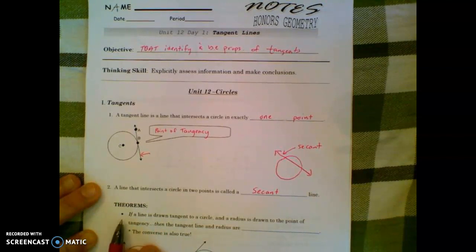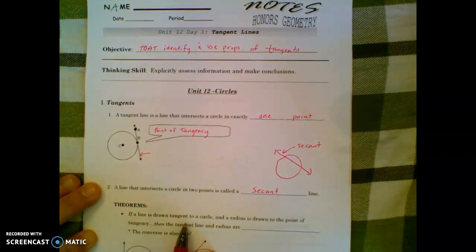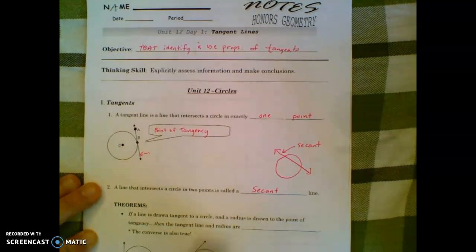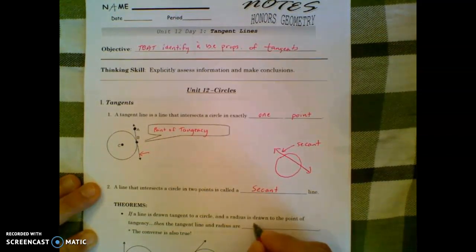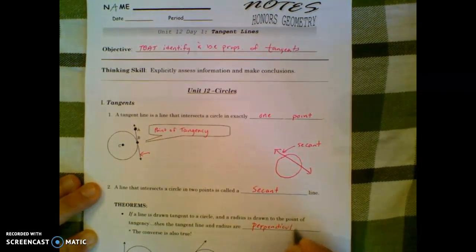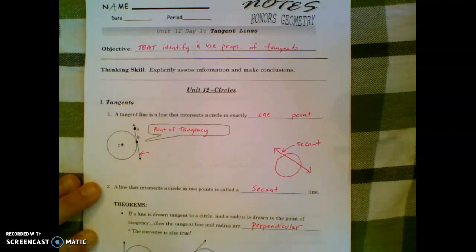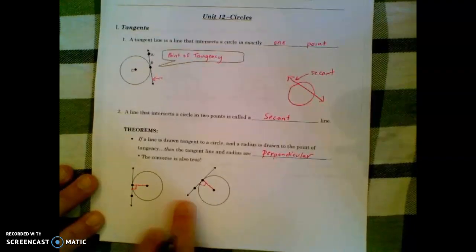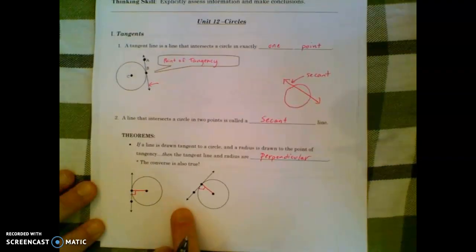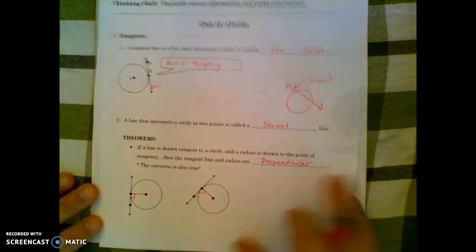All right, a couple theorems about tangents. It says if a line is drawn tangent to a circle and the radius is drawn to the point of tangency, then the tangent line and the radius, again, this is what Joey was kind of illustrating, are always going to be perpendicular. So again, a tangent and a radius make a right angle. There's going to be purposes for that, or usefulness of this, once we get towards the applications.